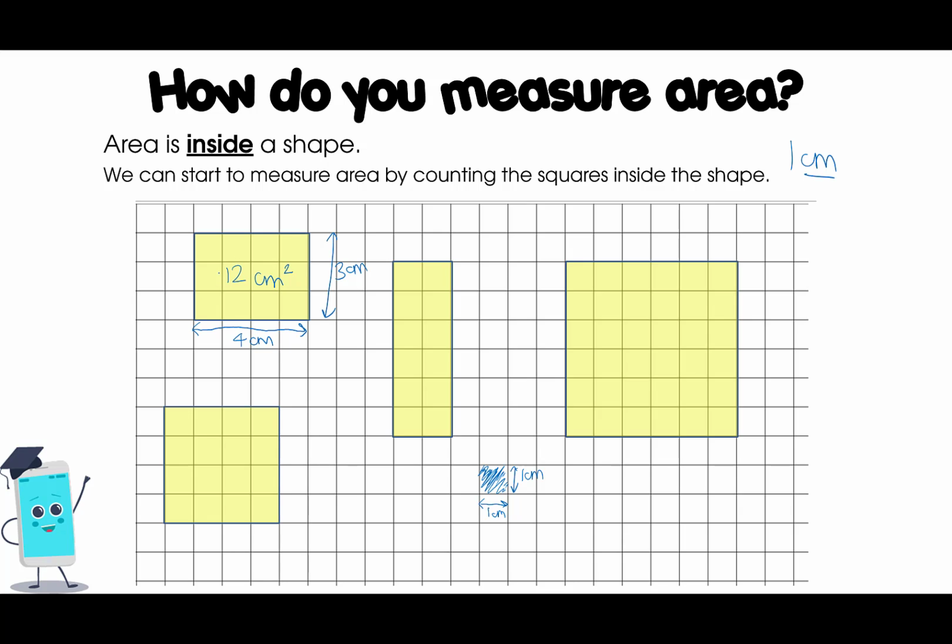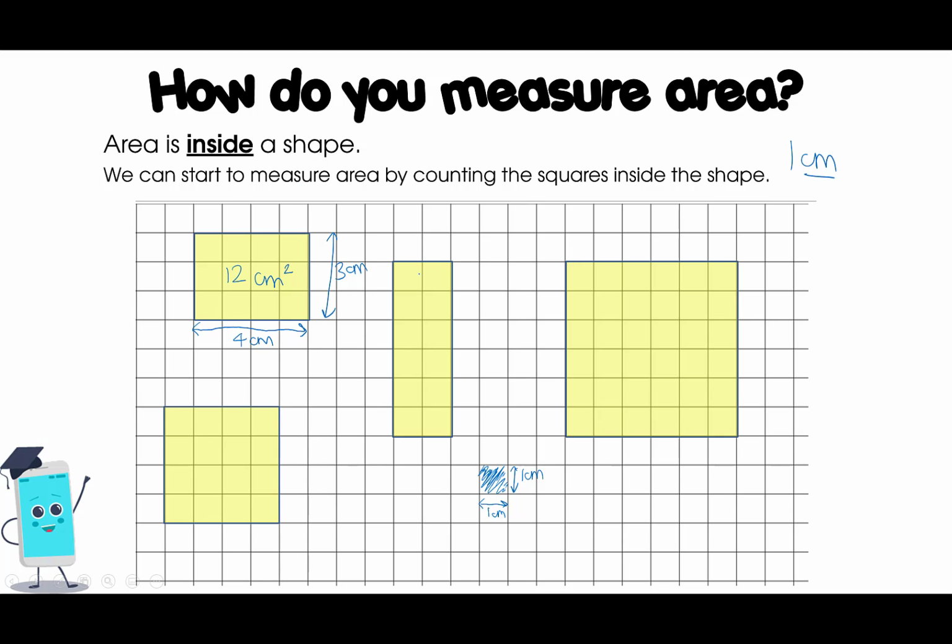We can imagine 12 squares that are all centimetre squares. So we write 12 centimetre squared. It's very important to know that you use this notation. That means when you're writing down a measurement, you need to put the little square symbol. Let's look at the next one.